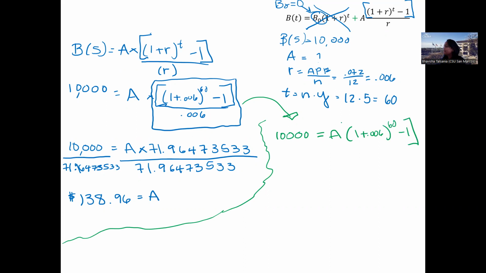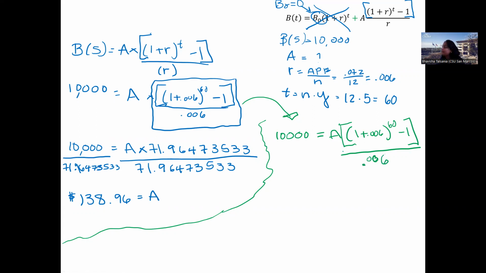So I have $10,000 is equal to A times 1 plus 0.006 to the 60th minus 1. And again, this whole thing is being multiplied by A. All that over R. Oh, oops, R is 0.006. I'm so used to writing out the equation first that I already forgot I did that. So R is again 0.0006.